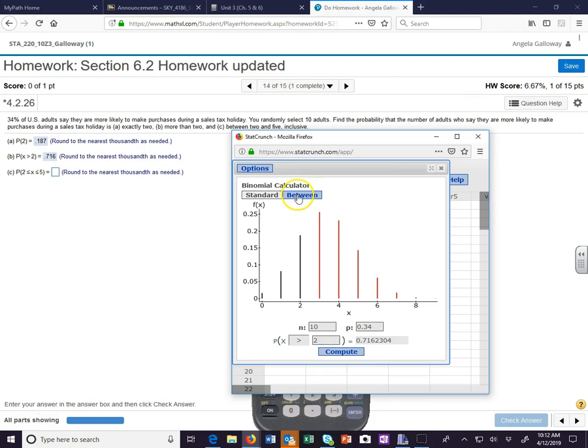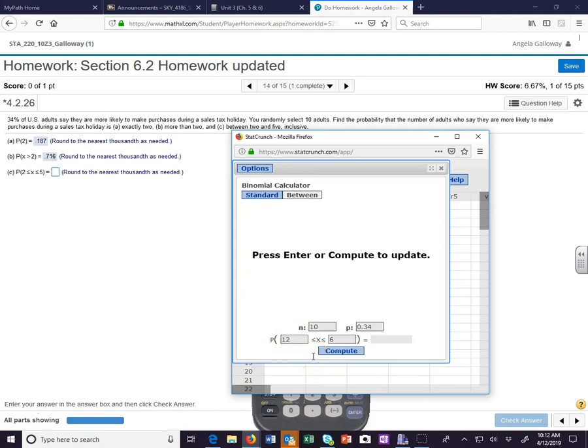That was on the standard, but if we go here to the between, it'll let you do what it's asking for here, right? Between 2 and 5.